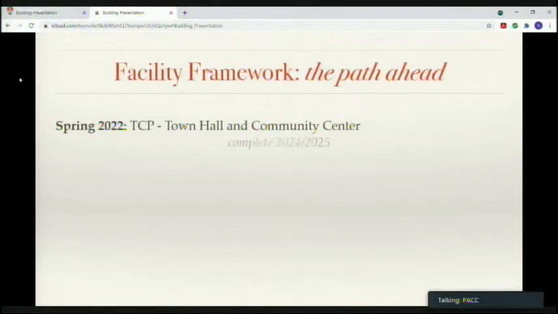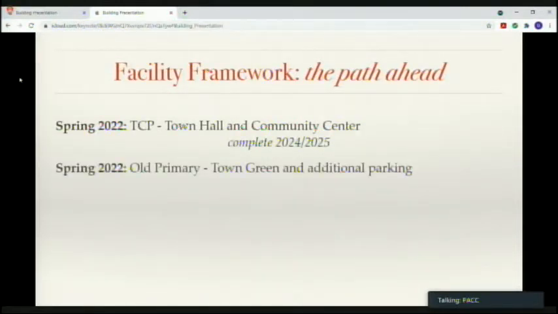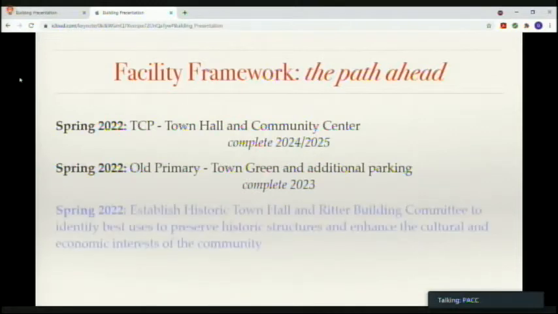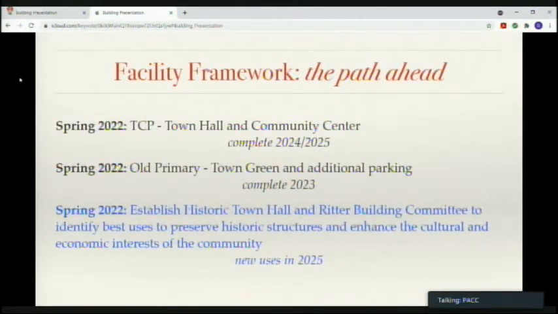Now, this together has guided how the select board has moved forward in our approach to coming before the town with solutions here. I have to adjust this slide to better reflect the reality of where we're currently at. But what this slide anticipates is that if we were to move forward with a new building, the intent would be that with the design development funding that will come before the town in the spring for that town hall community center funding, also in the spring the select board will present an article to move forward with creating this town green and providing that additional parking at the old primary school location.